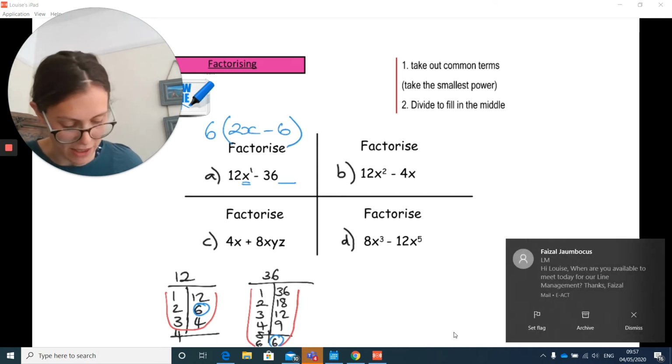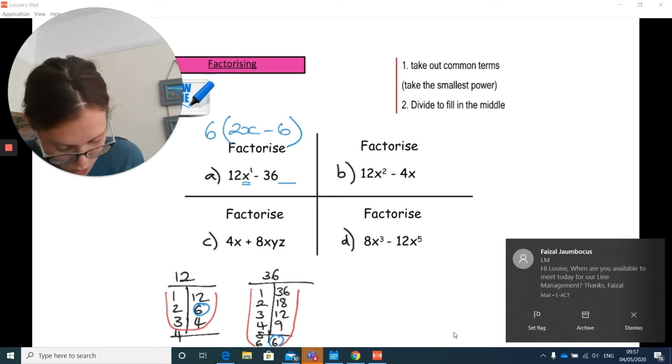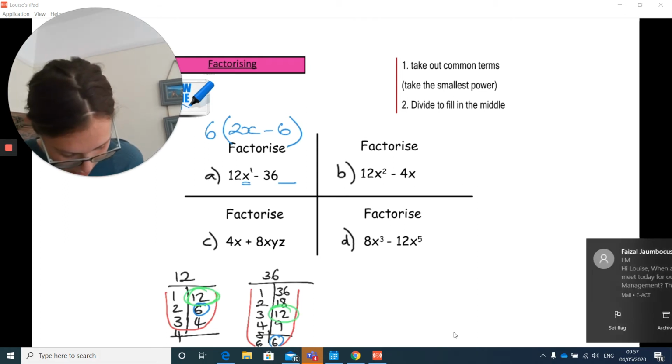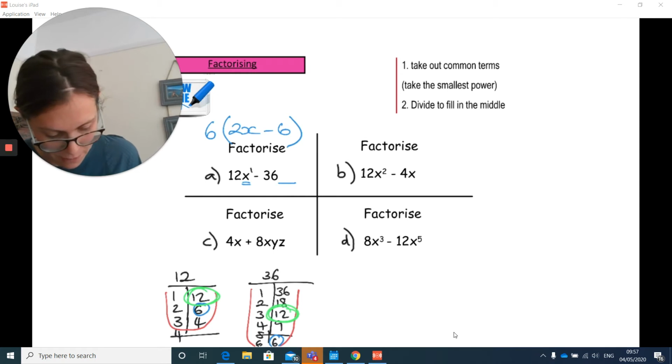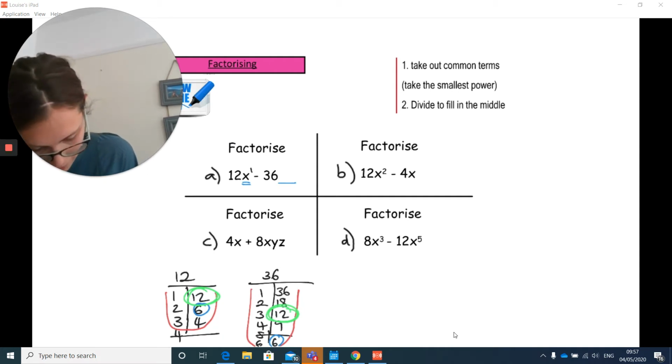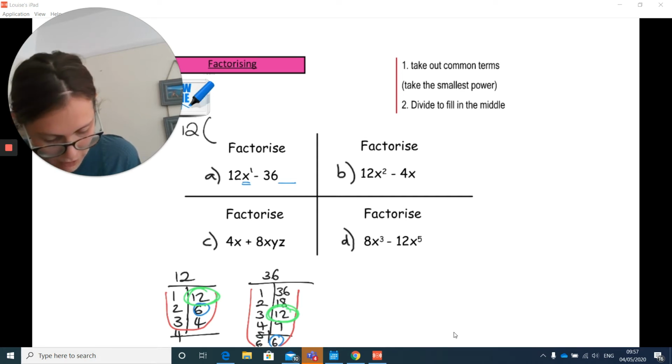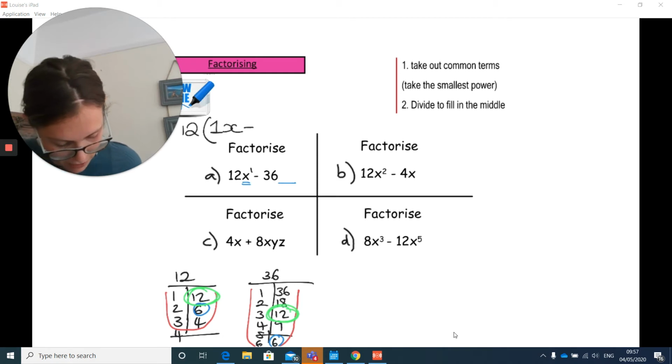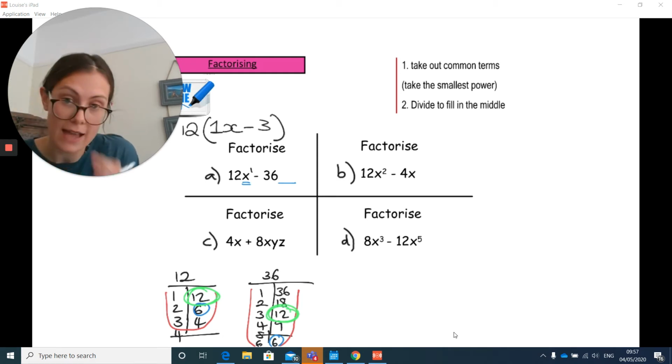Because I haven't taken out the biggest number in that list. 12 is the biggest number in this list. 12 is the number that I should pick. So let me rub that out. And I'll tell you how I spotted that in a minute. So when I rub that out, I should be picking 12. So 12 should come out like this, 12. And then I'm doing 12 divided by 12, which is 1x, minus 36 divided by 12, which is 3. Okay, and that's it fully factorized.